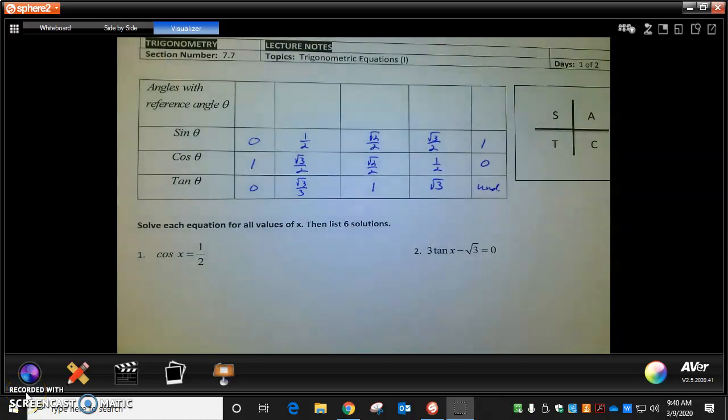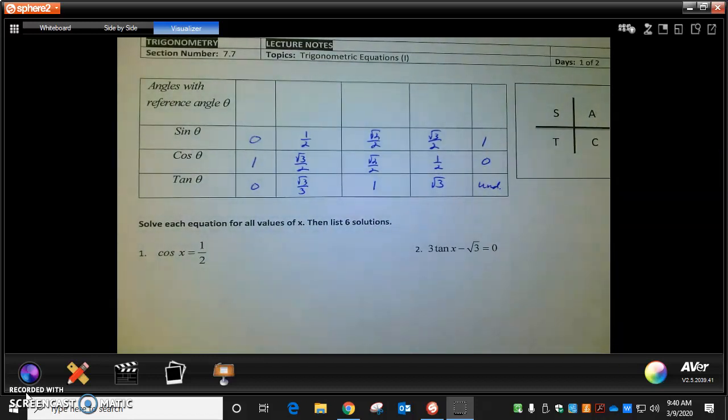Hi guys, today we're going to take a look at section 7.7, which is solving trig equations. Now, at the very top, you're going to see our normal chart. I have not filled in the angles yet, and there's a reason for that. I'm going to fill that in a little bit differently here in a second. But first, let me explain what we're going to be doing today.